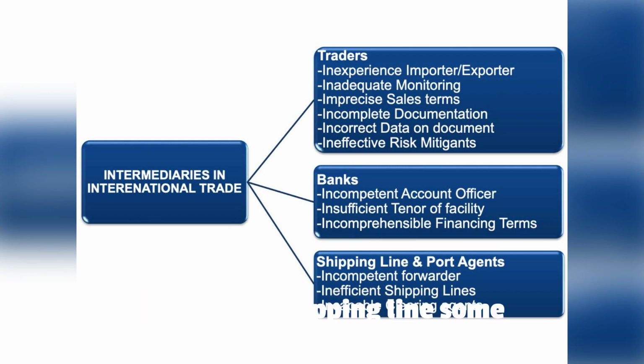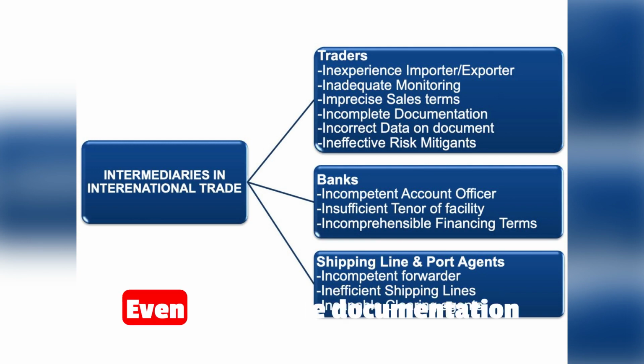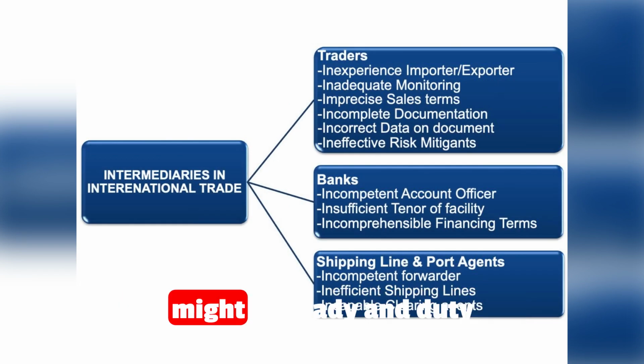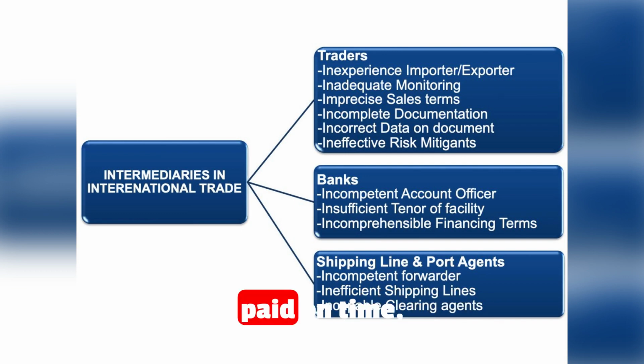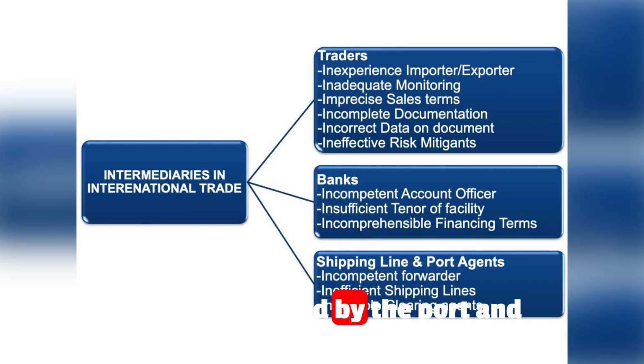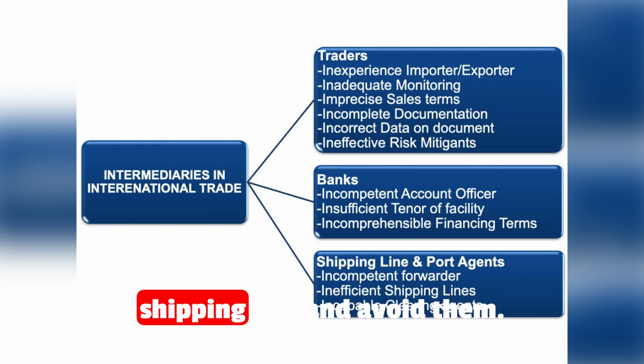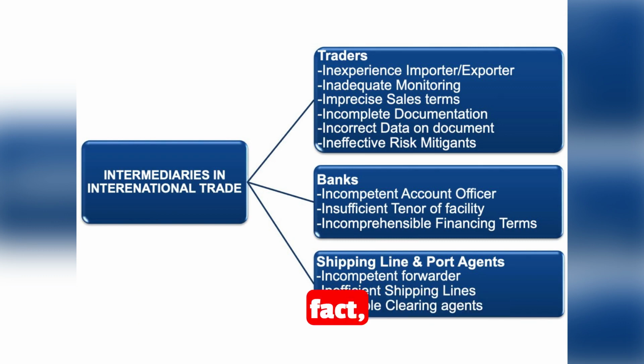Inefficient shipping line. Some shipping lines are grossly inefficient in their operation at the seaport, even though the documentation might be ready and duty paid on time. The delay caused by the port and shipping line operation could turn a transaction into a loss. So as an importer or exporter, I should have identified this shipping line and avoided it. In fact, in my contract, I can indicate the most preferred shipping line.